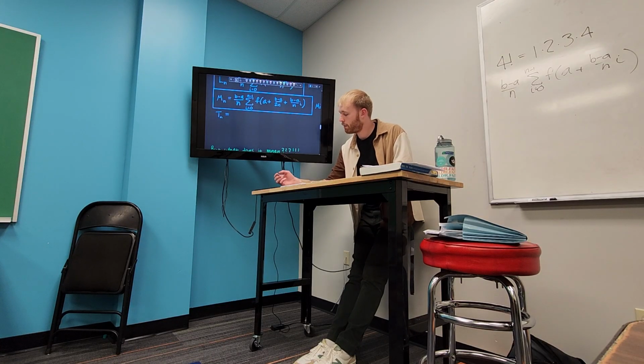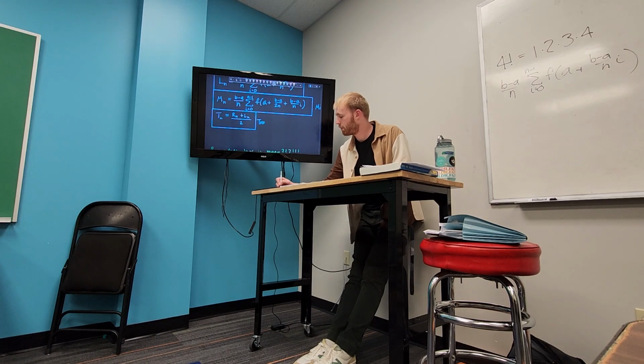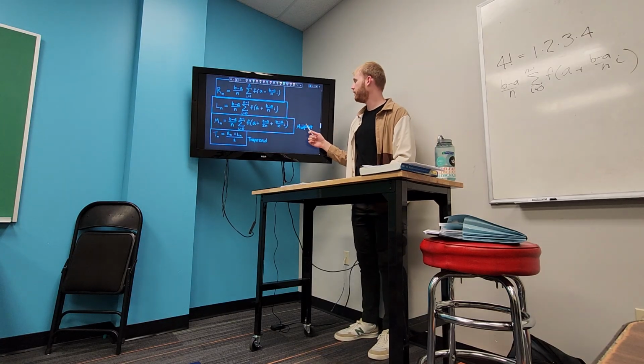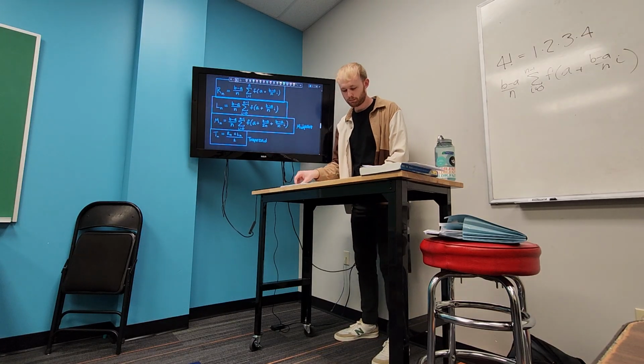The t sub n is super easy. It is actually r sub n plus l sub n over 2. What does t stand for? t stands for trapezoid. They have one for everything. There is a right sum, a left sum, a midpoint sum, and a trapezoid sum.